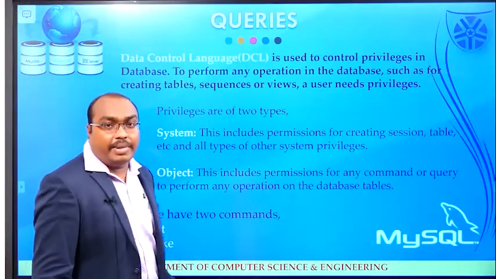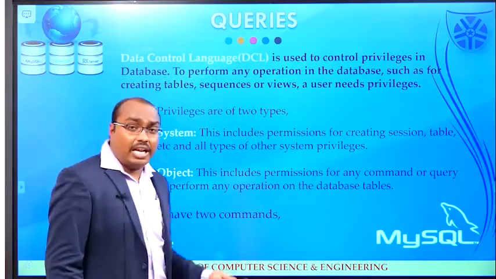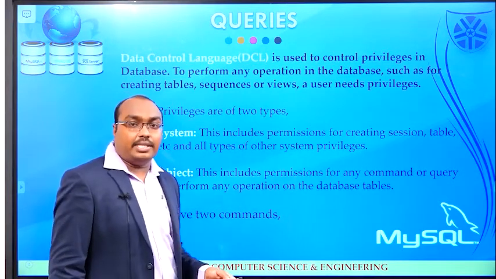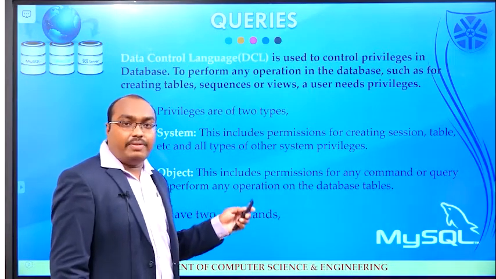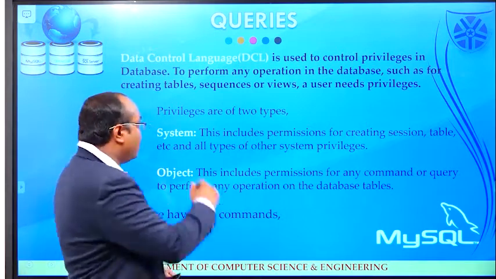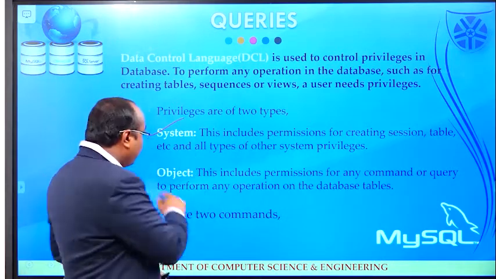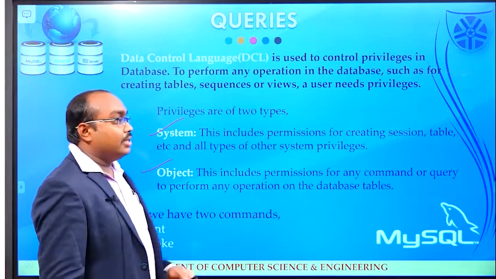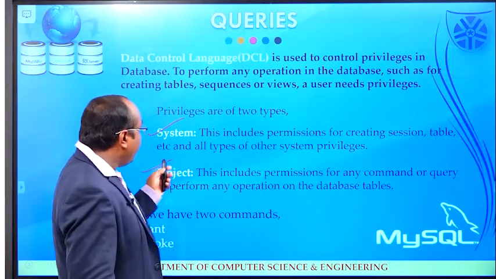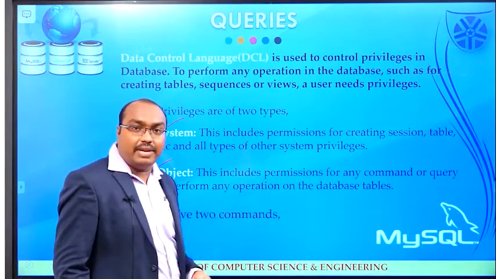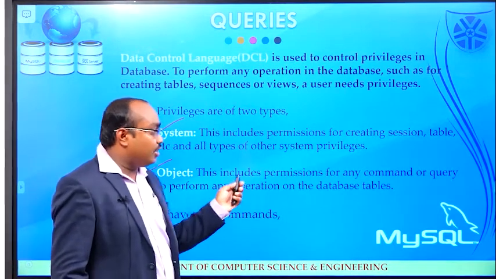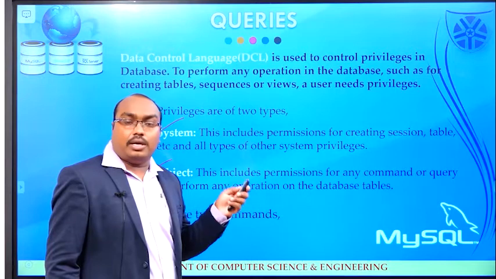Here, the next command is data control language. These data control languages are used to control the databases. It will provide different privileges. Here the privileges are of two types. The first one is system privileges and the second is object privileges. The system privileges include the permissions for creating sessions, tables, and different types of system privileges. And the next one, object privileges. This type of privileges is used for applying all the commands.